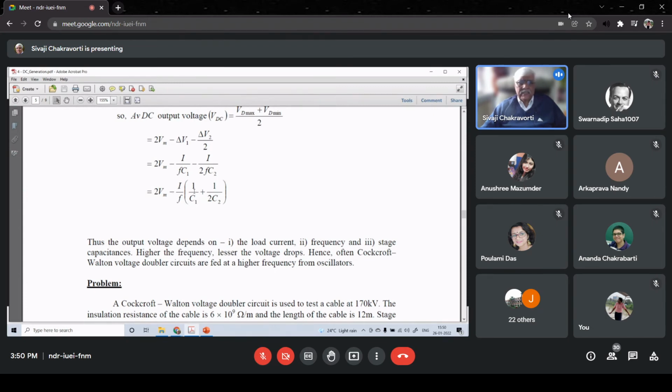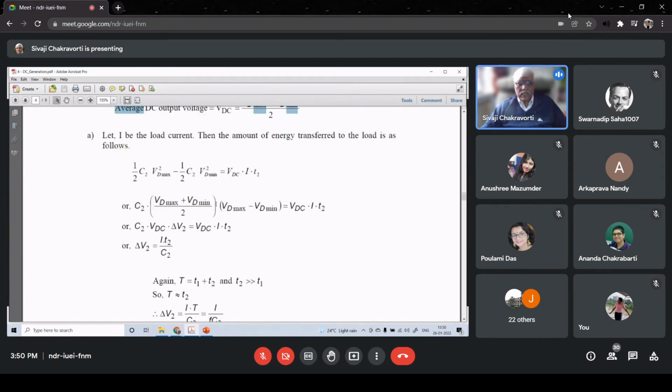And we can clearly see that they are naturally related to the value of C1 and C2, but they are also inversely related to frequency. That means if frequency is higher, the voltage drop is lower. Now you can ask me, why is it so?